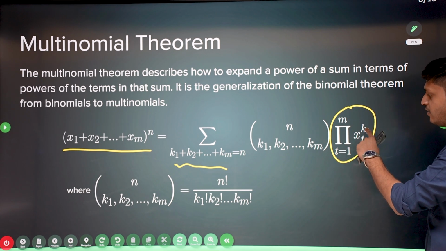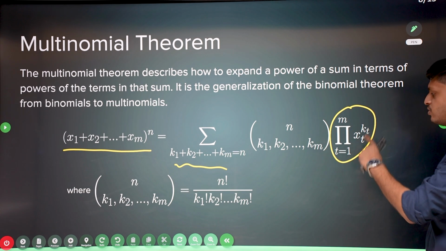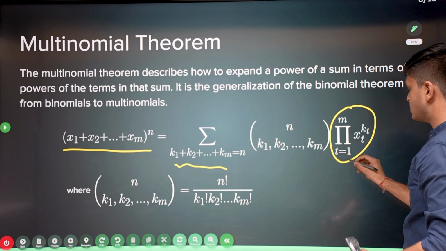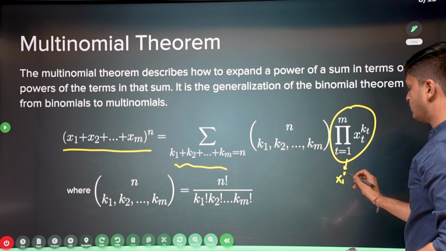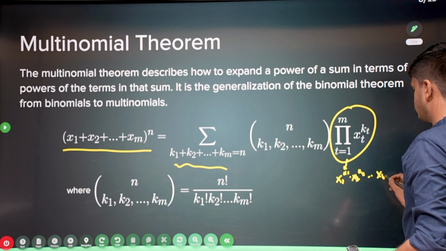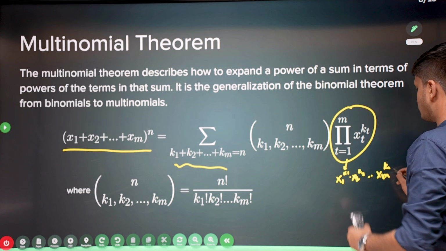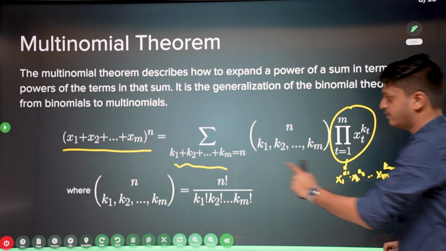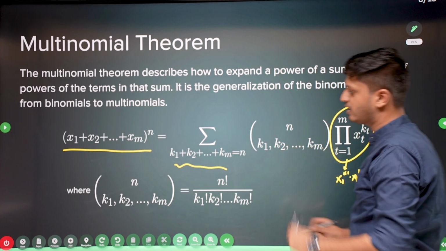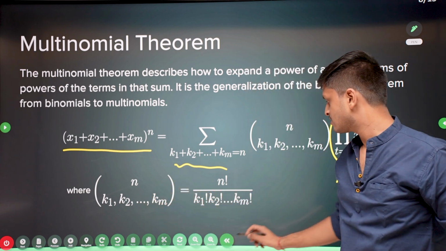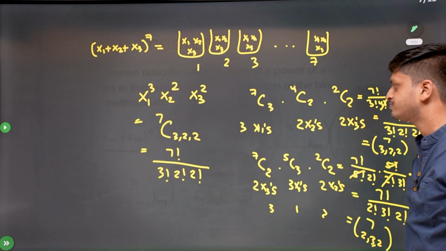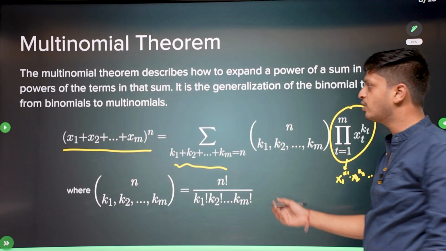This is how my term looks like: x1 to the power k1 times x2 to the power k2, and so on, up to xm to the power km. This is a product. So this is my one such term. For all such terms the coefficient is n choose k1, k2 up to km, where n choose k1, k2 up to km is n factorial upon k1 factorial, k2 factorial, up to km factorial. Okay, I hope you got it.